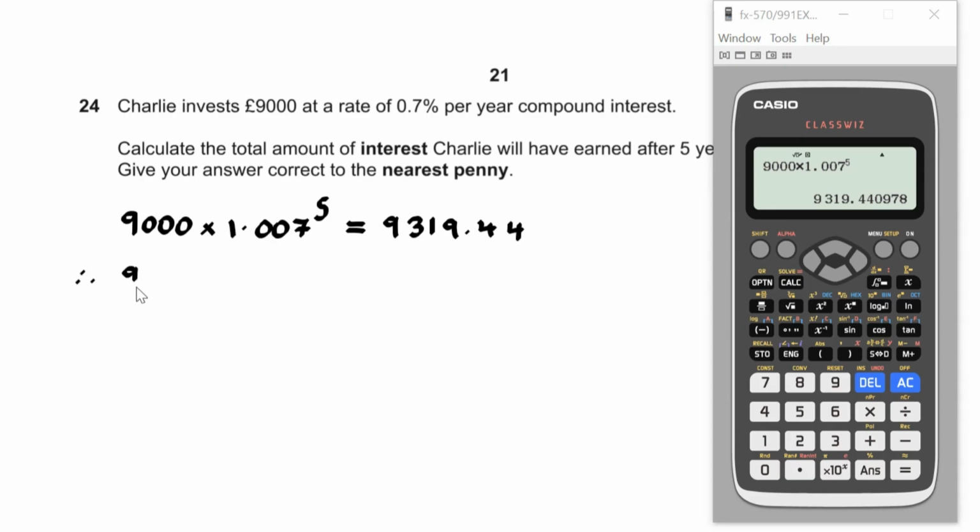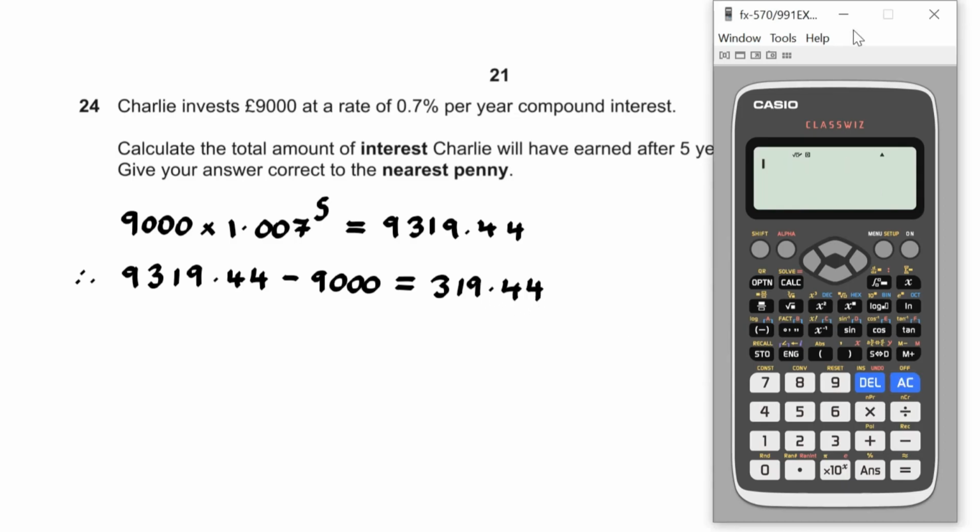And so if I do £9,319 and 44 pence, subtract 9,000, we get £319 and 44 pence. So we have £319, 44 pence.